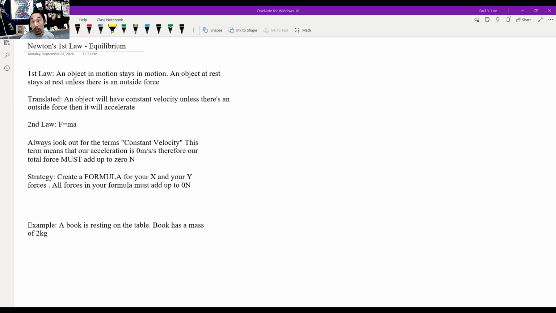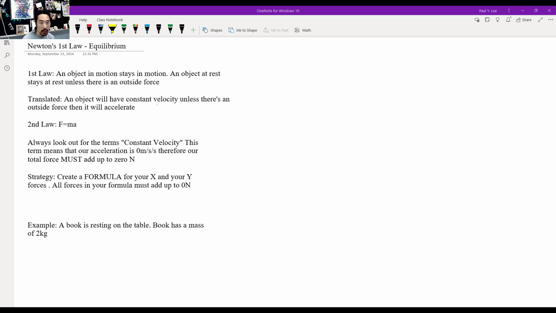With this introduction of the first law, I'm also going to slightly introduce the second law in the formula form, but the second law video will be coming up shortly. All right, let's begin. So the first law states a object in motion stays in motion, an object at rest stays at rest unless there's an outside force.